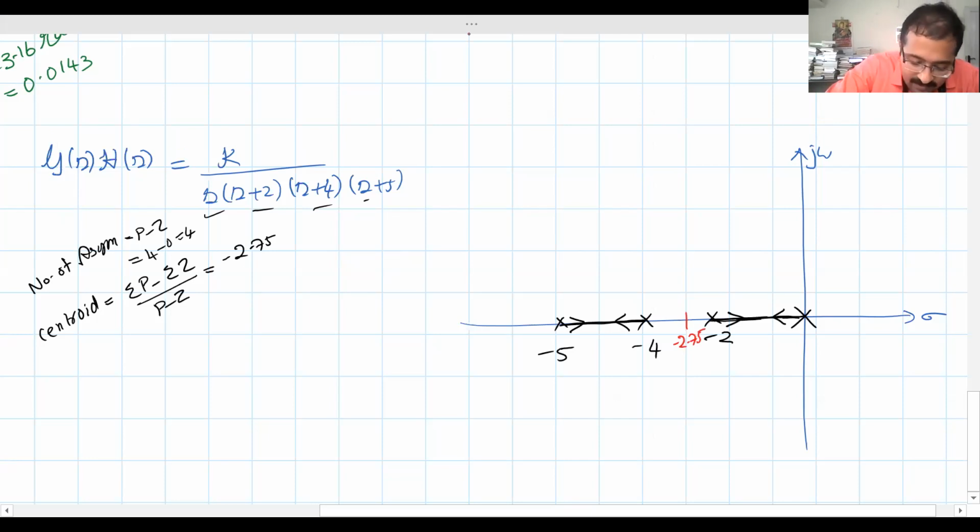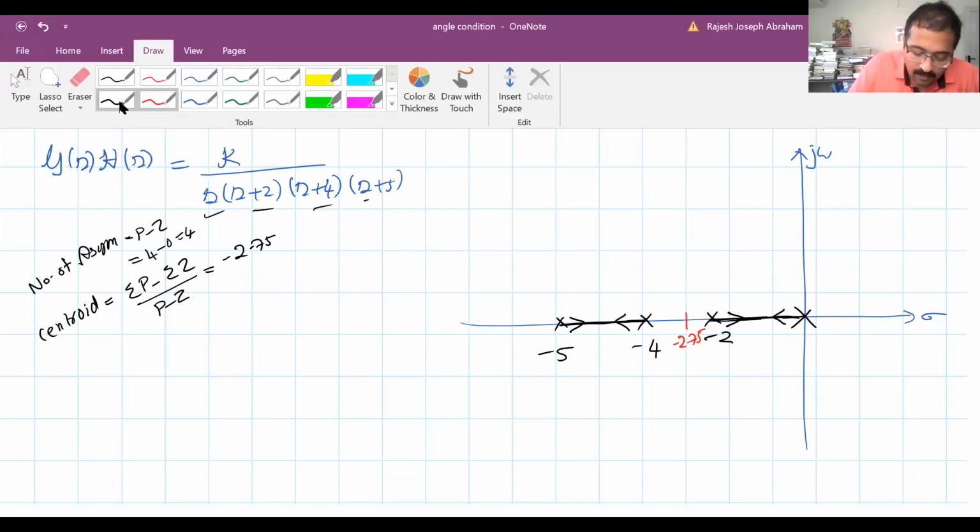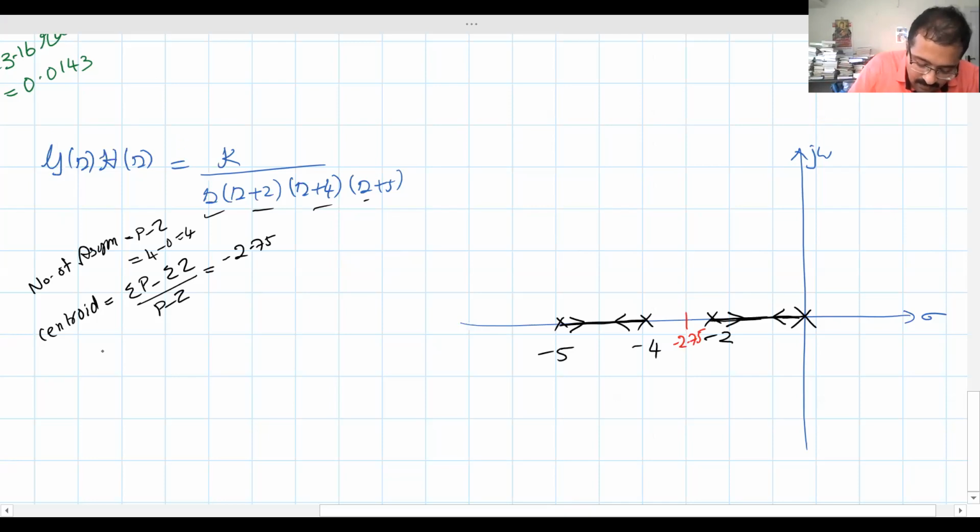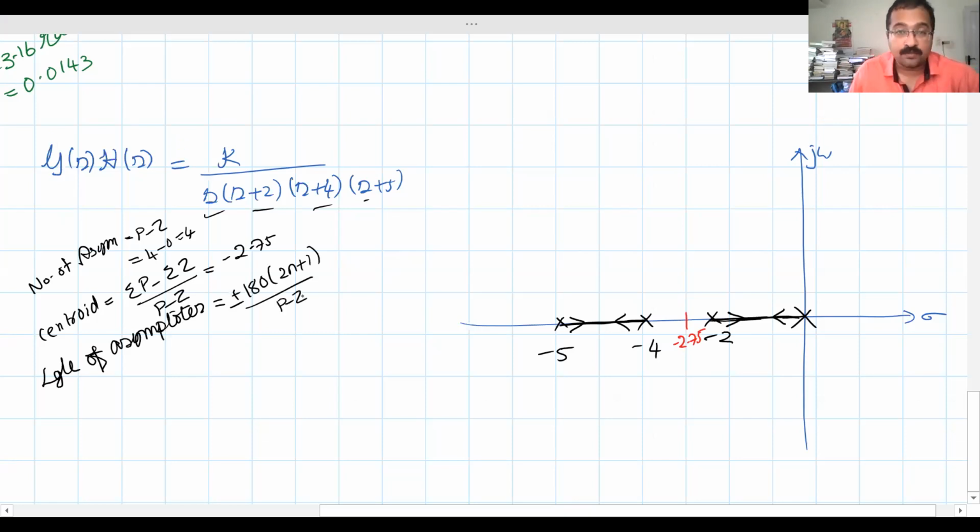What next? Angle of asymptotes. How will you find the angle of asymptotes? Plus or minus 180 into 2n plus 1 by P minus Z. Here we have 4 asymptotes, so we need 4 angles. So you put n equals 0 and n equal to 1. What will you get? Plus 45, minus 45, plus 135 and minus 135 degree.